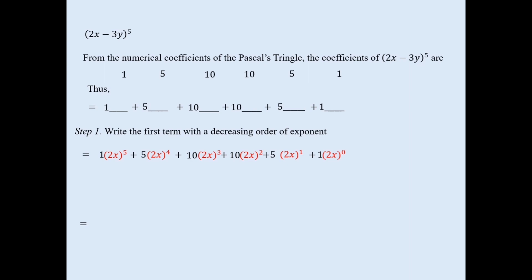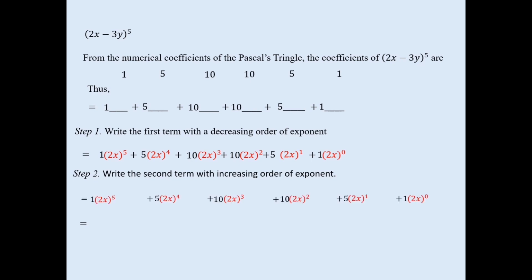After that, we will write the second term in decreasing order of exponent, and our second term is negative 3y. So you have negative 3y to the 0, negative 3y to the 1, negative 3y squared, negative 3y cubed, negative 3y to the 4th, and negative 3y to the power of 5. So we'll just simply simplify that one. 2x to the power of 5 is 32, and you know that negative 3y to the 0 is just simply equal to 1.